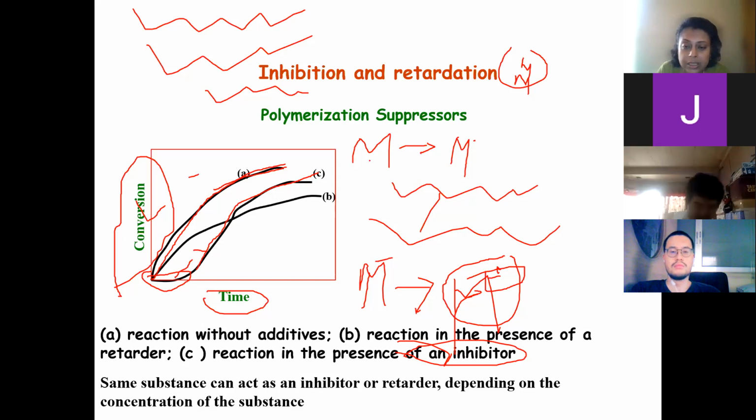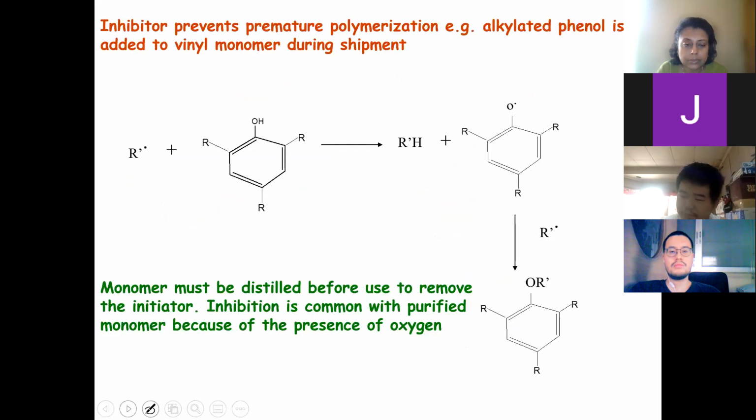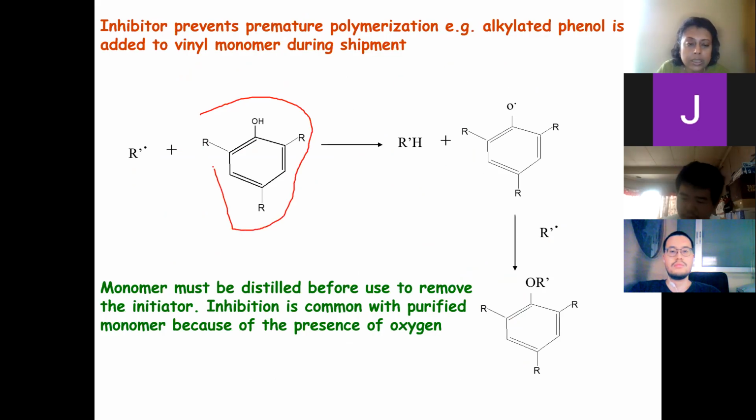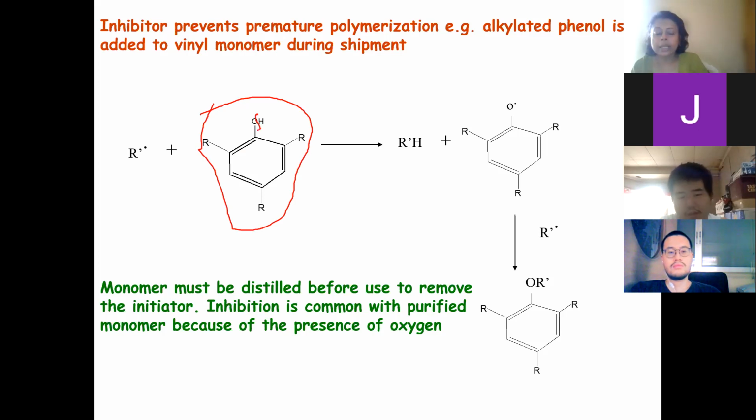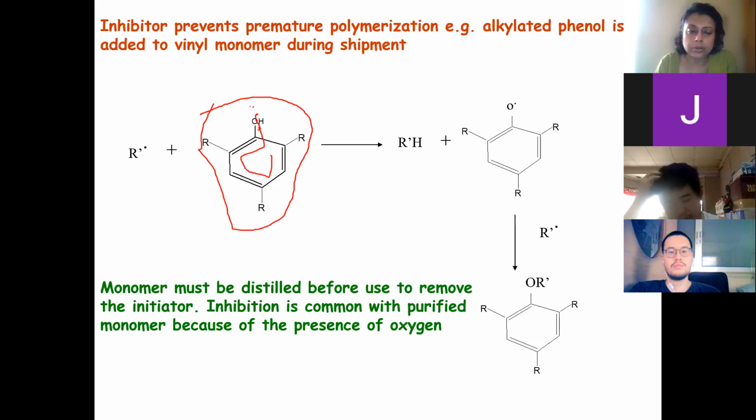Now to ensure that M doesn't become M star during storage or transportation, you add an inhibitor. So what is inhibition? You include this type of species, but in a very small amount. Now this species can easily cleave this bond to generate free radicals. The chemistry guys might know very well that once this radical gets generated, it can stabilize itself. So there is an incentive for this to separate.